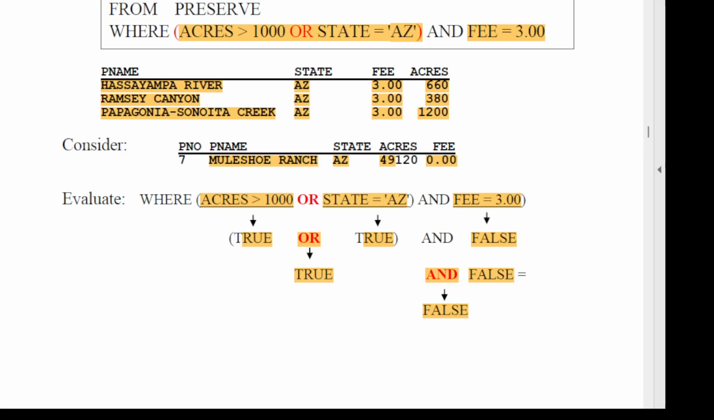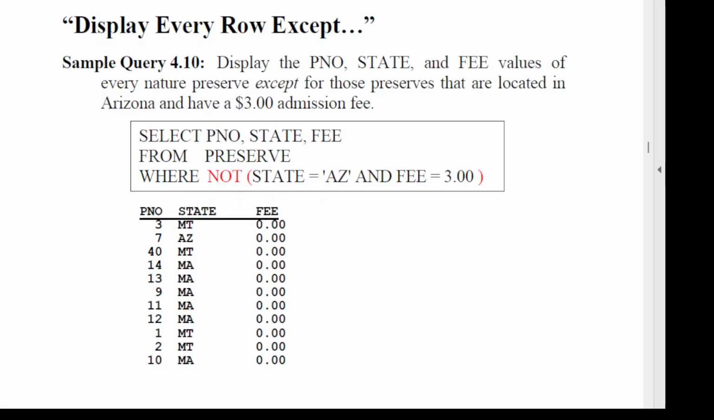Okay, we'll do that. Sometimes it is easier to say what you don't want. Display every row except this. Display the park name, state and fee values of every nature preserve except... That's going to be a not. It's going to be except something. Except those preserves that are located in Arizona and have a $3 admission fee.